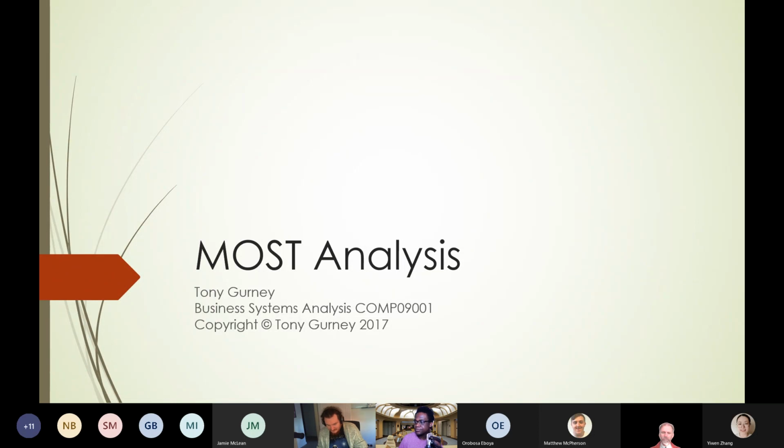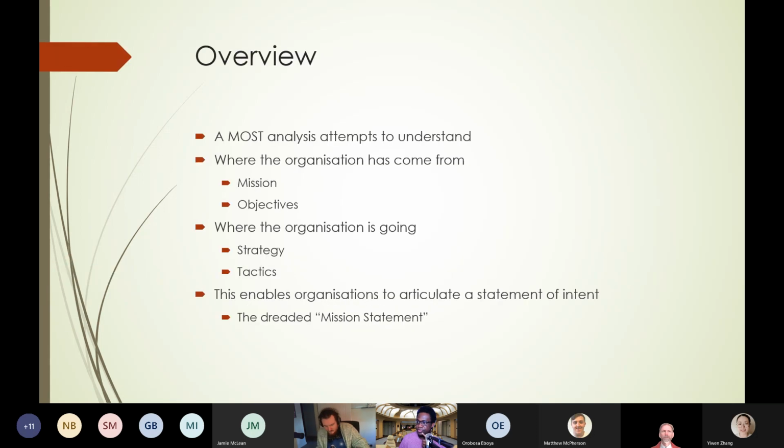A MOST analysis is a way of thinking: where were we, where are we, and where are we going next? So what's the reason for the business? Why were we here? What were we doing? What was it we wanted to do? And where do we want to get to in the future? So MOST is the mission. What's the mission of the organization?